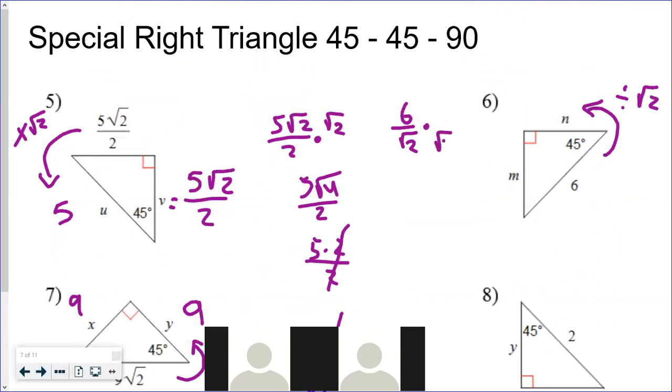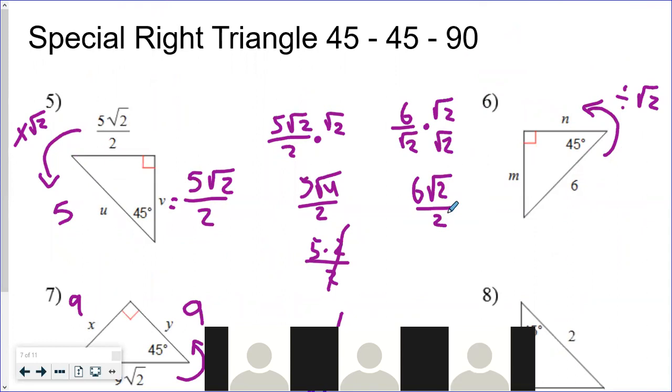Now, Alexa, when I times the square root of 2 by the square root of 2, what is that going to turn into? Wouldn't that be a 2? Yeah. So this becomes 6 square roots of 2 over 2. And let's simplify that. Keep going, Alexa. Would you cross them out? They wouldn't completely cross out, but they do simplify. What's 6 divided by 2?